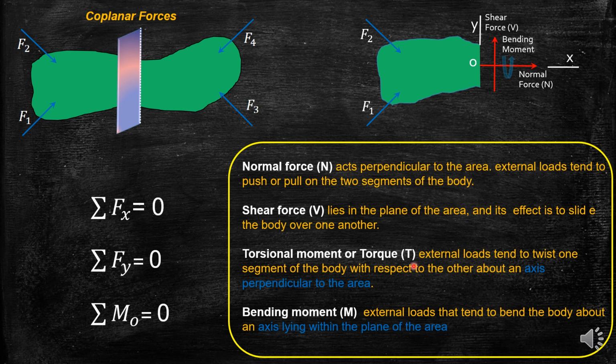Torsional moment or torque tends to twist one segment of the body with respect to the other about an axis perpendicular to the area. So perpendicular can be remembered with the sign of the perpendicular, which is inverse T. Bending moment is the external loads that tend to bend the body about an axis lying within the plane of the area. So I hope this method of statics, which is the foundation of the problem solving techniques in the strength of material, is clear to all.